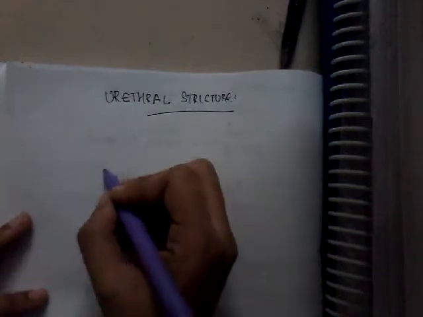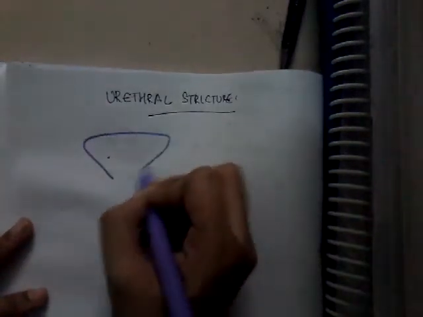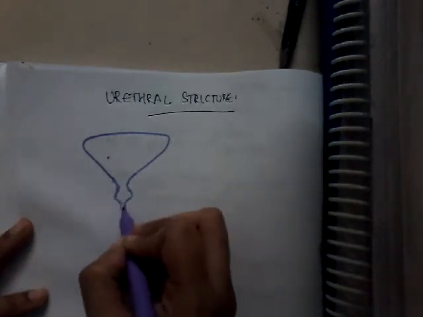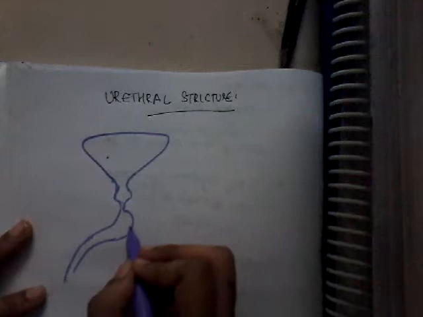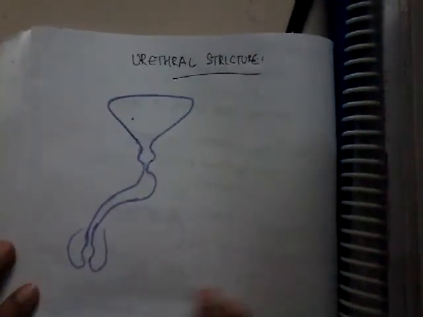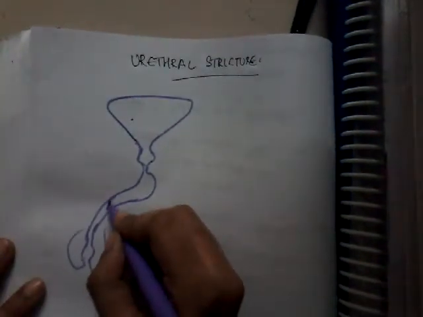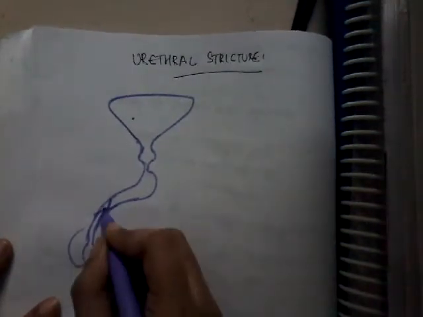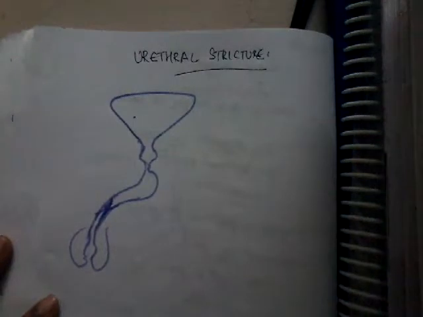There is the urethra. This is the bladder. This is the prostatic urethra, and then the membranous urethra, and then this one. What is this called? Bulbar and penile urethra. So, urethral stricture is formation of some stricture somewhere in the urethra. So, this is urethral stricture.